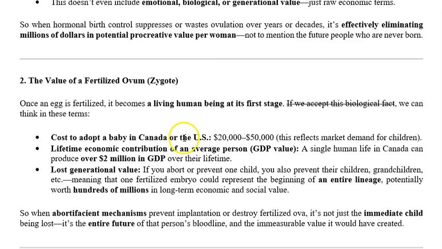The cost to adopt a baby in Canada and the U.S. is $20,000 to $50,000. This reflects market demand for children, right? So you've got these families who, for some reason or another, are very sad. They cannot have a baby, and this happens, right?